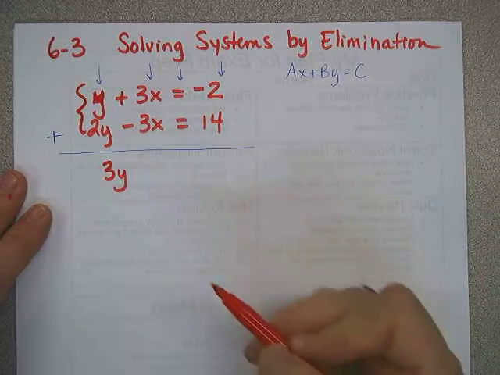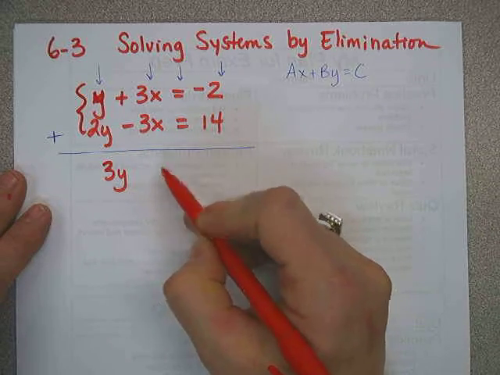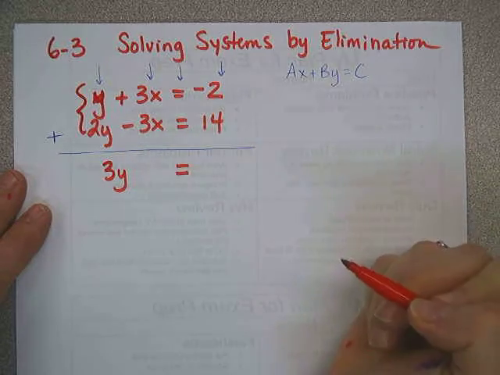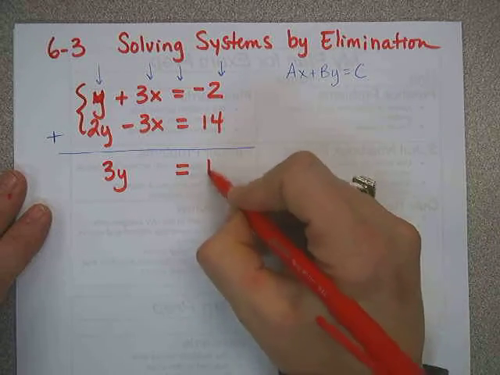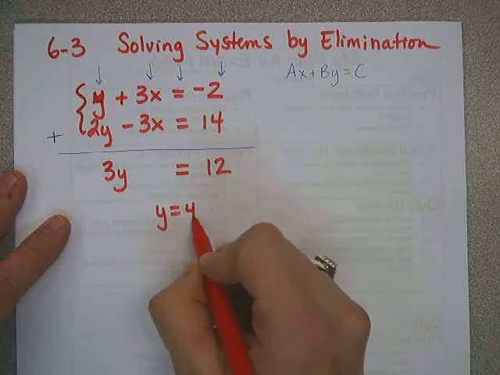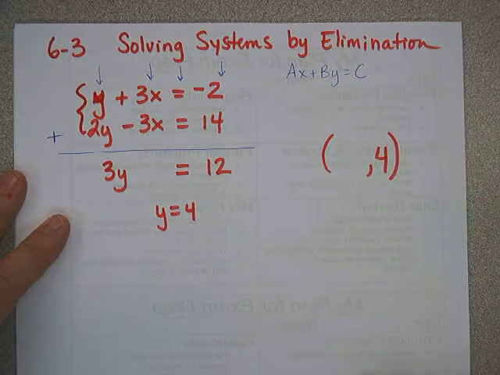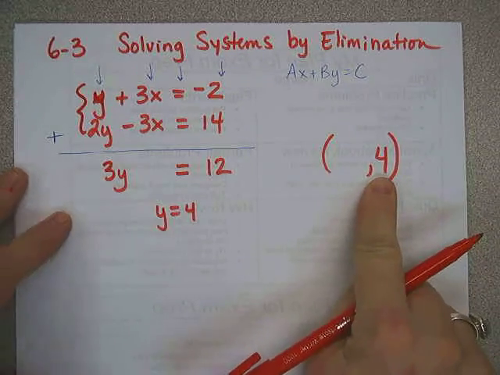So 2y plus y is 3y. 3x plus negative 3x is 0x, which is just 0, so I don't even need to put that. And negative 2 plus 14 is 12. Divide both sides by 3 to get y equals 4. And you've got the first half of your solution.